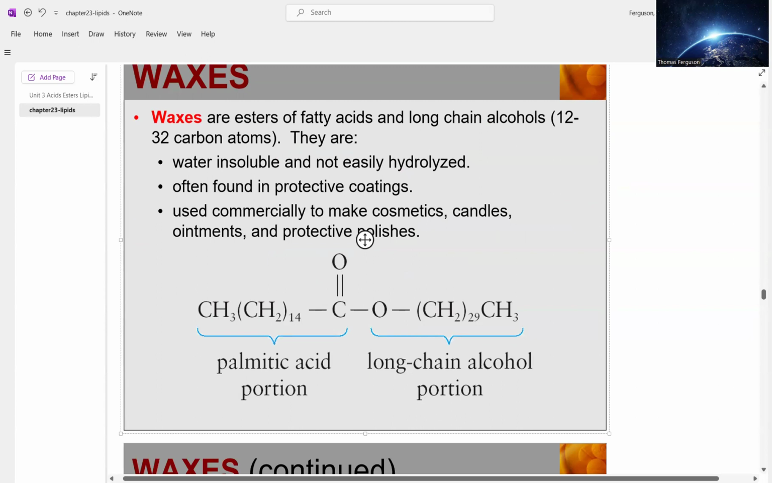Now, all of you have heard of a wax. This is what a wax looks like. Basically, it still starts with a fatty acid, only the alcohol is very, very, very long. We're talking, like this one up here is 16 carbons long. It can be up to 24 carbons long. But it's basically a really long alcohol and a really long fatty acid coming together via an ester bond. And because of this, they tend to be very hard at room temperature.